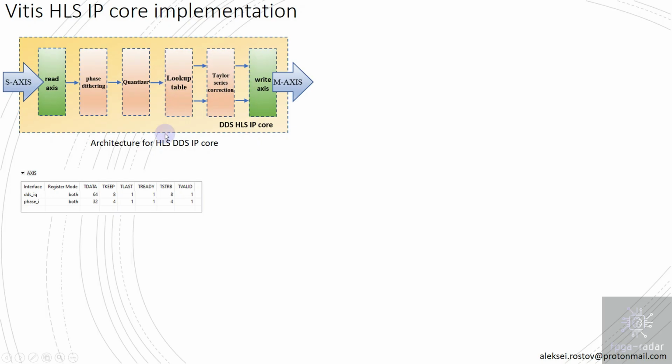The AXI stream interface: the input AXI stream is 32 bits for phase, where the phase as a float data type can be provided. And as output, it's 64 bits, 32 bits for either imaginary or real part.